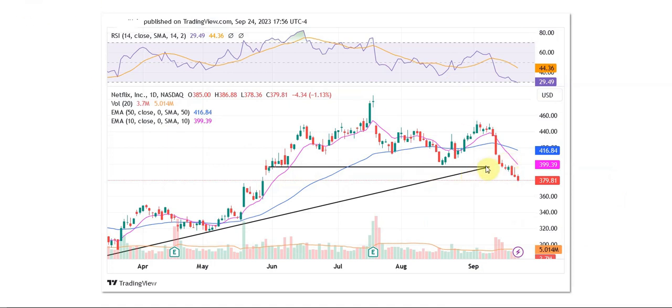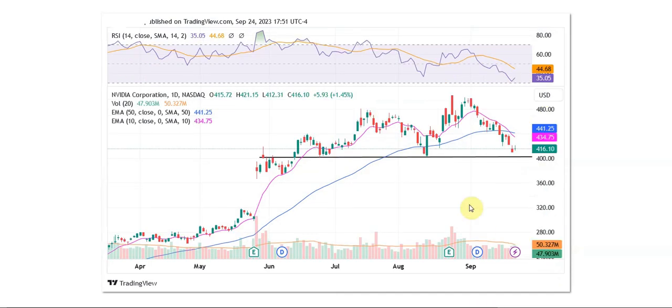Next is Netflix, NFLX. It broke its level of support. This level of support, horizontal, and also through its trend line. The stock is below both the moving averages that have crossed, and even the RSI has crossed. This is definitely a negative. It was negative when it broke here just at the beginning of the week. Okay, so that's that for Netflix, bearish.